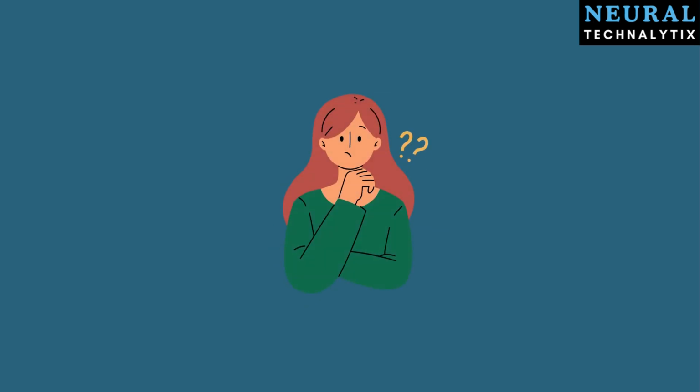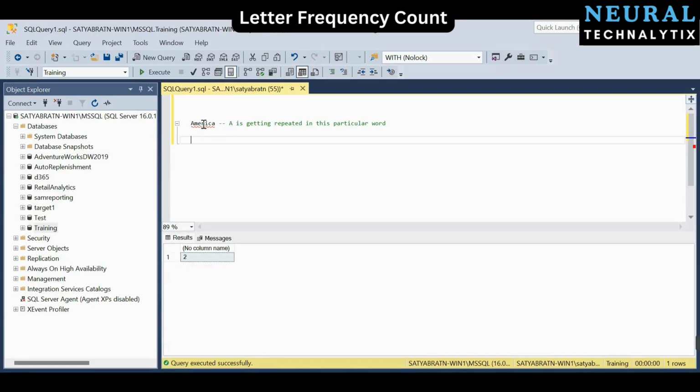The question is very simple. You go to an interview and they ask you: there is a string called America, and you have to tell them how many times a particular letter is repeated. Let's say in America, how many times is A repeated? How are you going to approach this question? I mean, how many times a letter is repeated in a particular string, or here, how many times A is repeated in America.